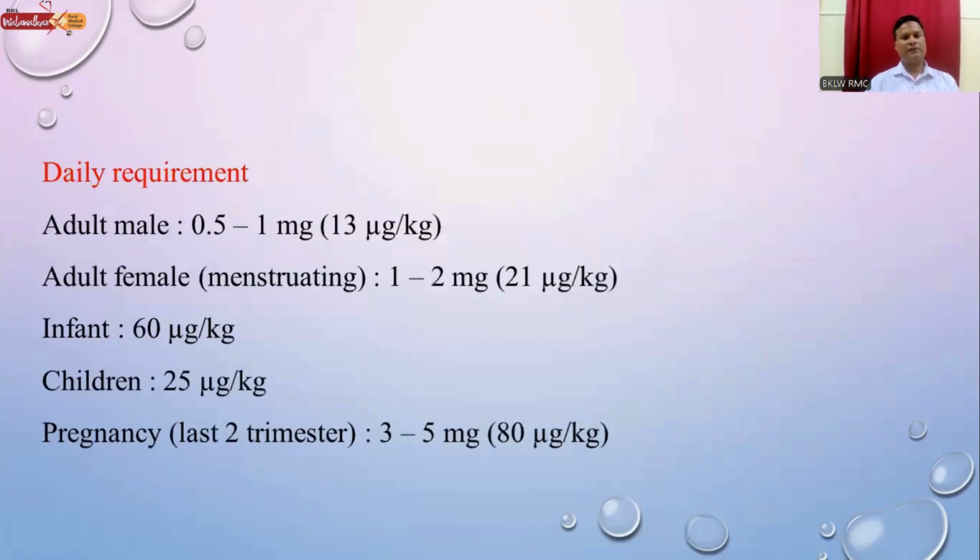And daily iron requirement in adult male is approximately 0.5 to 1 milligram, while in adult female it is 1 to 2 milligram. In infants, it's 60 microgram per kg. In children, 25 microgram per kg. And in pregnancy, especially during the last 2 trimesters of pregnancy, the demand for iron is more, and it is 3 to 5 milligram daily.